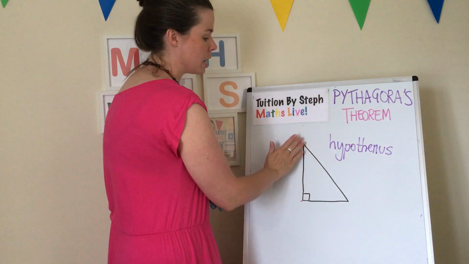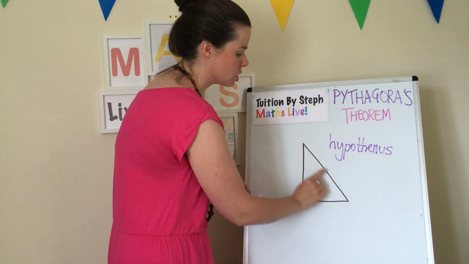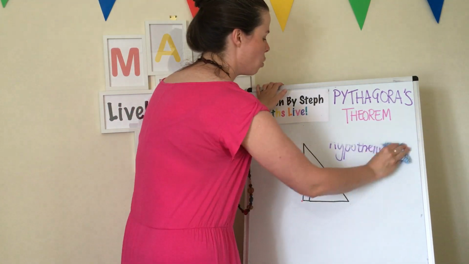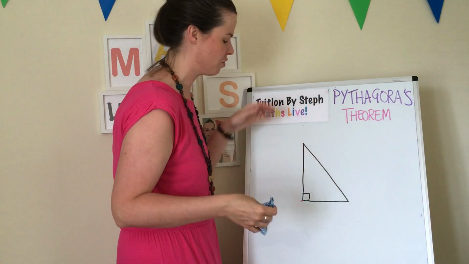The hypotenuse. And it's because of that equation, it's that special side that can be worked out with a formula. I bet I've not spelled that right. You're going to have to check for me.